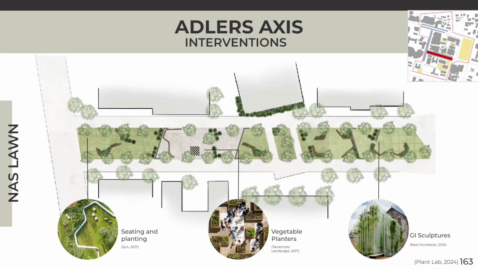For the Nass lawn, we looked at creating a new layout for a largely unutilized lawn. Even though there are always people sitting on the lawn, we wanted to encourage more people to use the space by adding seating, vegetable planters, and GI sculptures. The interventions are also intended to create a place along the route to the Javett and the Giving Gardens where people can get a sense of the plant lab and its intention. The vegetable planters along the lawn are there for students to interact with and to link with the Adlers intervention.